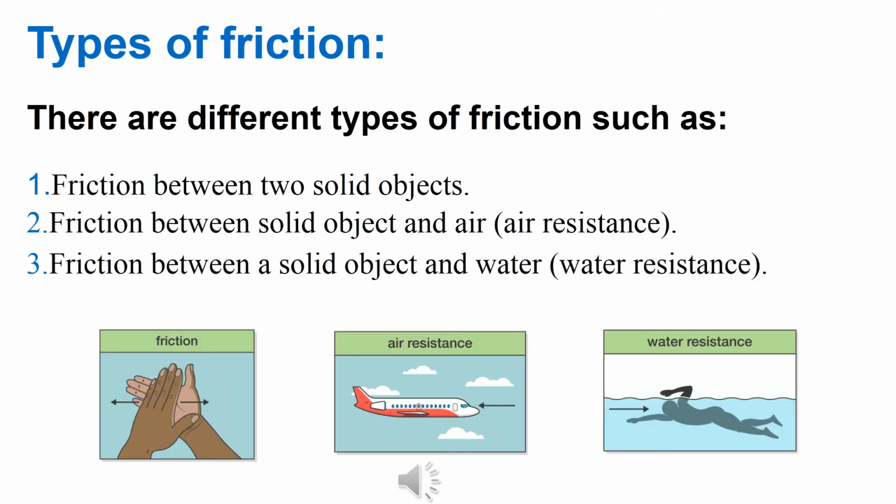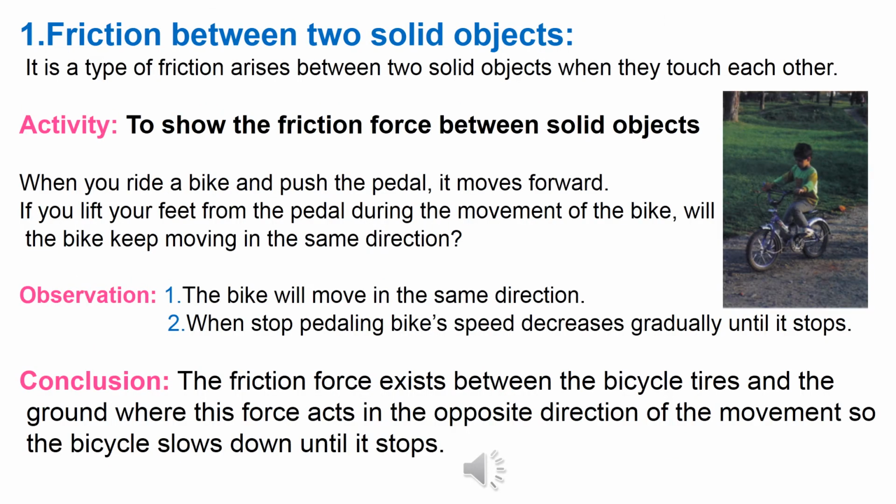Now, let's talk about types of friction. There are different types of friction force such as friction between two solid objects, friction between a solid object and air, which is known as air resistance, and friction between a solid object and water, which is known as water resistance. Now we will talk about the first type of friction, friction between two solid objects. It is a type of friction that arises between two solid objects when they touch each other.